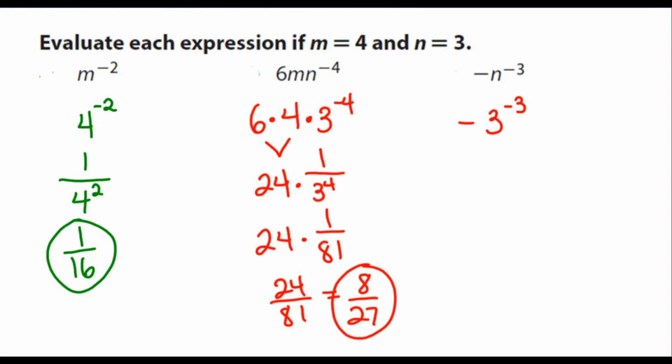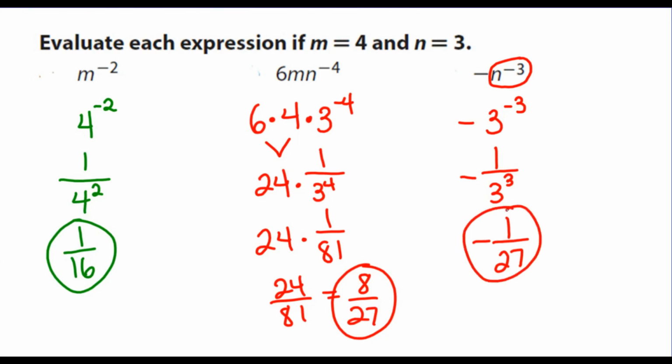And then this last one, negative n to the negative third power, negative 3 to the negative third power. Now here I don't put parentheses around the negative and the 3 because the negative was out in front of the n. This exponent only applies to the n since there was no parentheses here around the negative and the n. It only applies to the n. So this negative is not going to get repeated or brought along when I find the reciprocal. 1 over 3 to the third power, negative 1 over 3 to the third power, which is negative 1/27th evaluated. Okay, so negative exponents, reciprocals of positive exponents. We just have to be careful and take care of the details, and we'll do just fine.